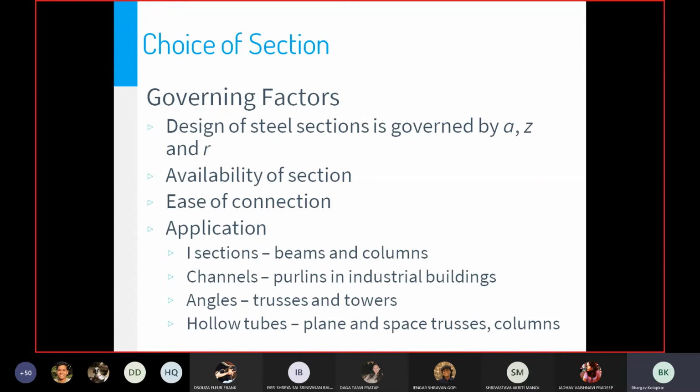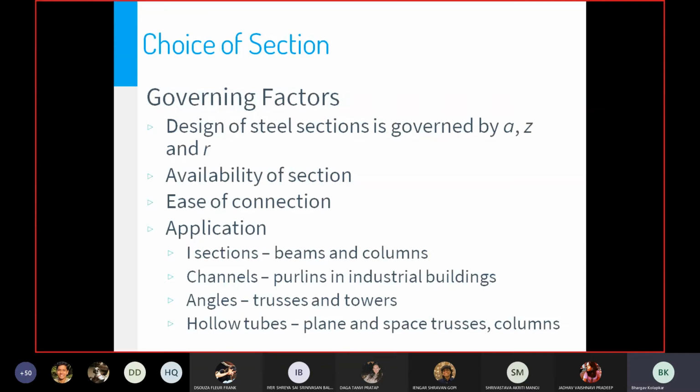And finally, application. There's no point in using a section that is not really made for that particular type of structure. Normally I sections are used for beams and columns. Channel sections are used for purlins and industrial buildings. Angles are most commonly used in trusses and towers. All the electricity transmission towers that you see, angle sections are extensively used there. And the hollow tubes are used in plane and space trusses, columns, and so on. In a number of space trusses, especially structures like airports, it is very common to see hollow tubes as part of their space trusses and columns as well. So these are the design considerations.